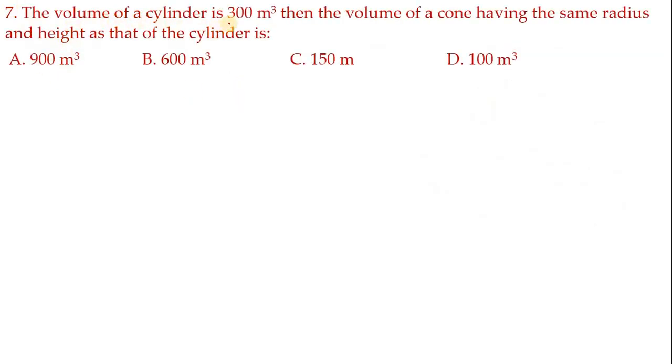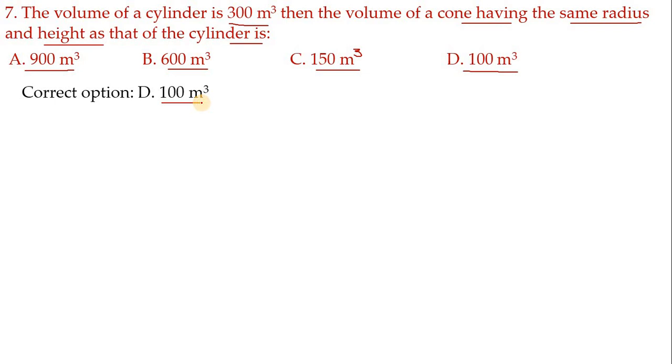The volume of a cylinder is 300 meter cube. Then the volume of cone having the same radius and height as that of the cylinder is. Options are 900 meter cube, 600 meter cube, 150 meter cube, and D is equals to 100 meter cube. First, let us see the correct option, that is D, 100 meter cube. Children, understand the problem. The volume of cylinder is 300 meter cube. Means volume of cylinder is given. We have to find volume of the cone. But both cylinder and cone having the same radius. R is same as well as height also same.